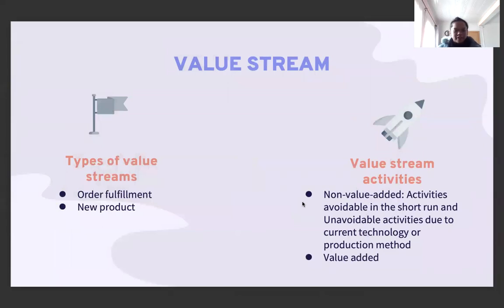When we talk about value stream, we have to talk about the types of value stream first. There are order fulfillment, and the second one is new product. And we are also talking about some activities that we perform during the value stream. So there is the non-value added, where we are talking about activities avoidable in the short run and unavoidable activities due to current technology or production method. And the second one is value added.